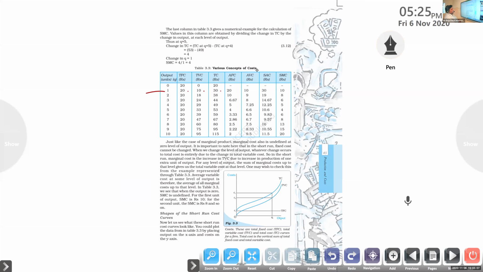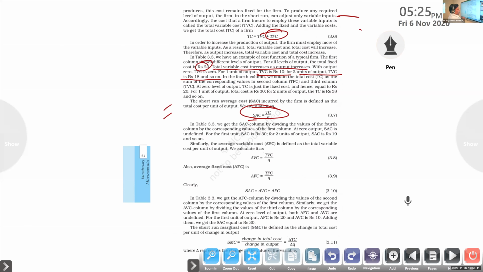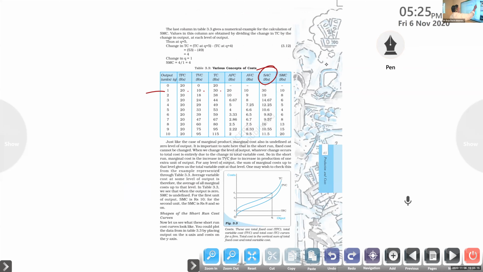SAC is equal to TC by Q, total cost divided by the quantity. So what is the total cost here? 30 is the total cost. And what is the quantity produced? 1. So 30 divided by 1. What is the answer? 30, right?